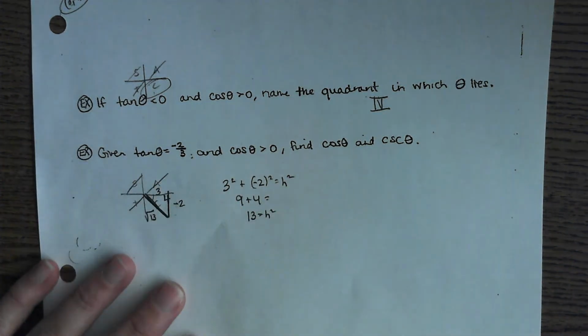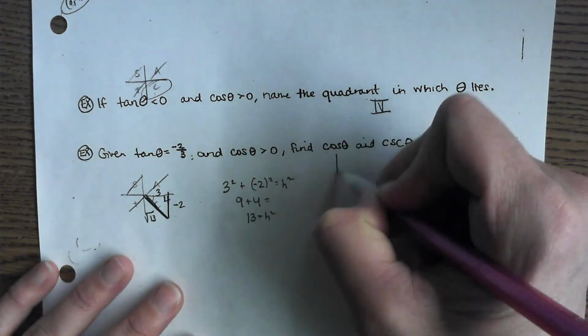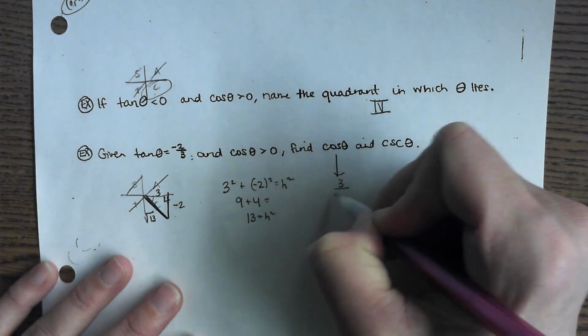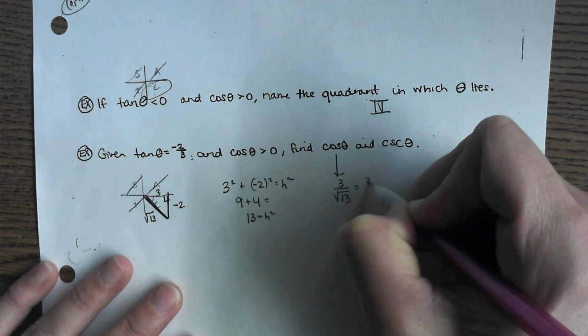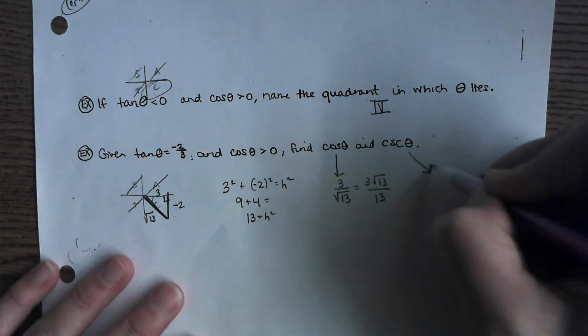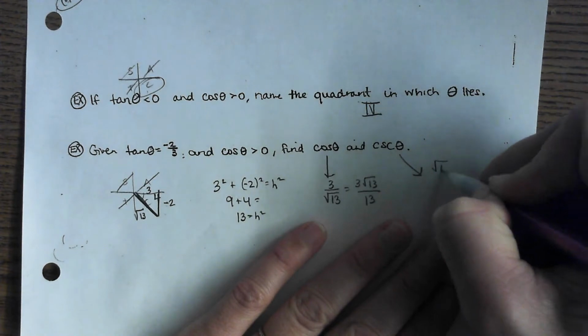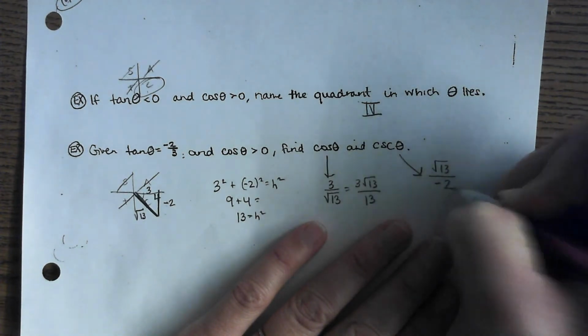Now we can find the cosine, because that's the adjacent over the hypotenuse. And our cosecant is the reciprocal of sine. So rather than doing opposite over hypotenuse, I'll do hypotenuse over opposite.